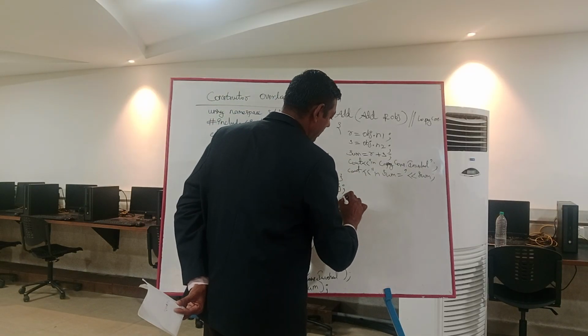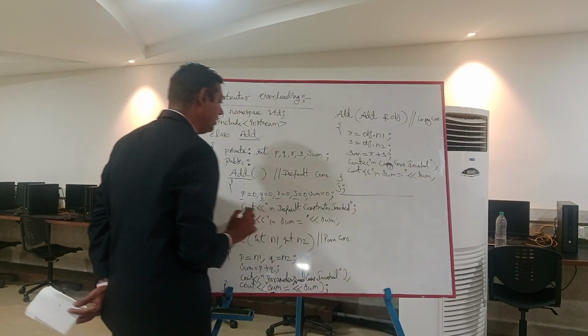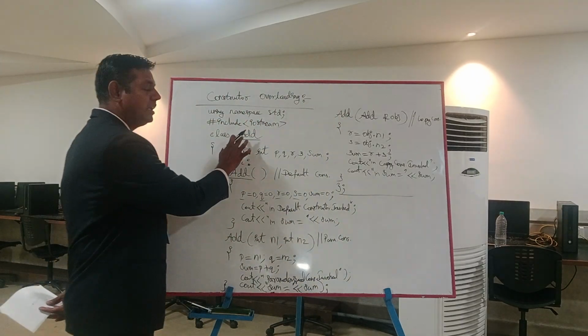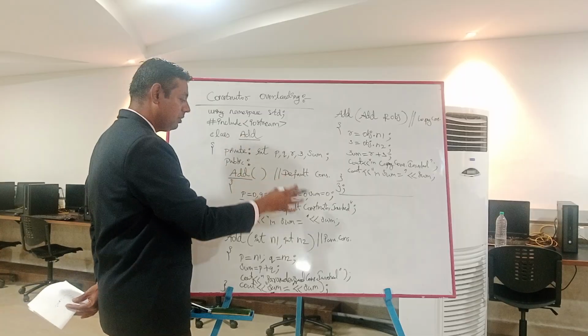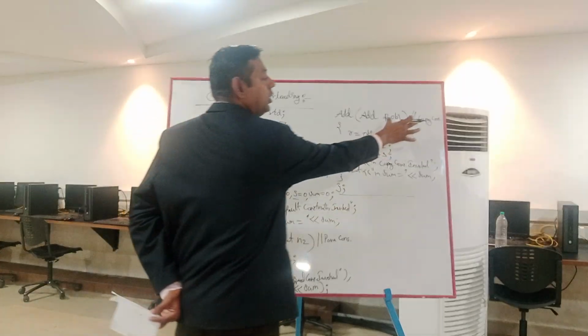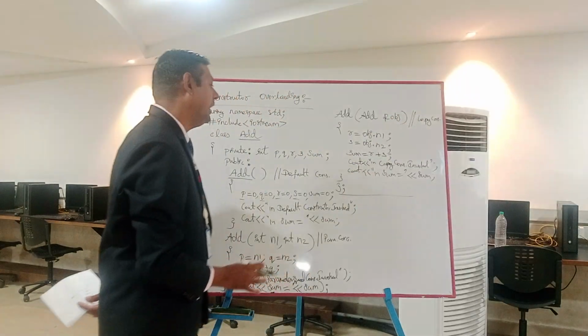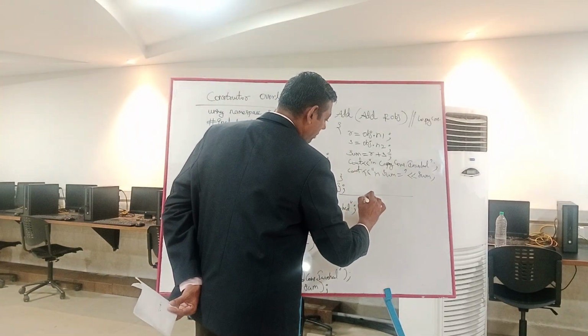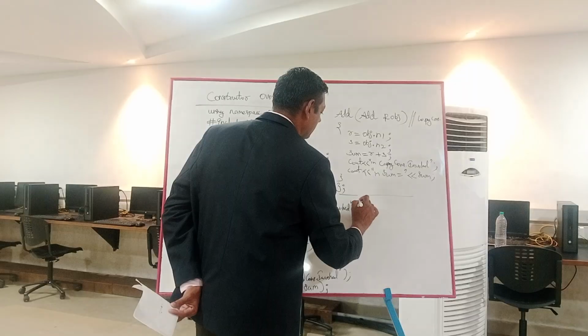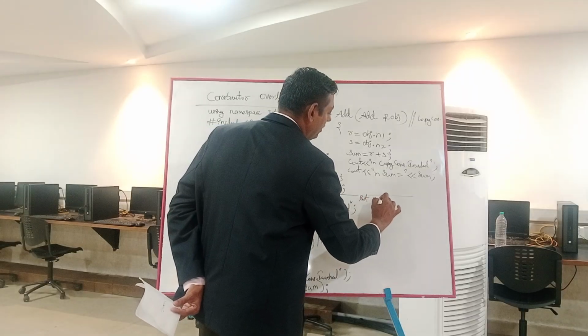With this I have written the class. This class is over. I have written a class called addition. So the class name is addition. I have written the default constructor, parameterized constructor and the copy constructor. Now I have to write my main function, main method, integer main, int main.